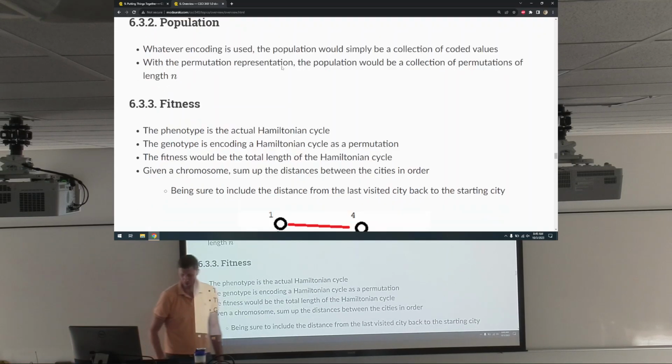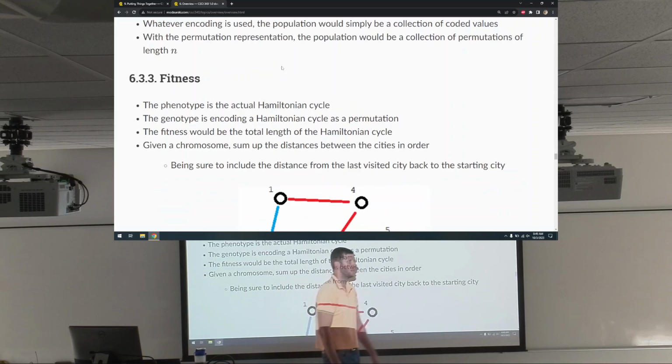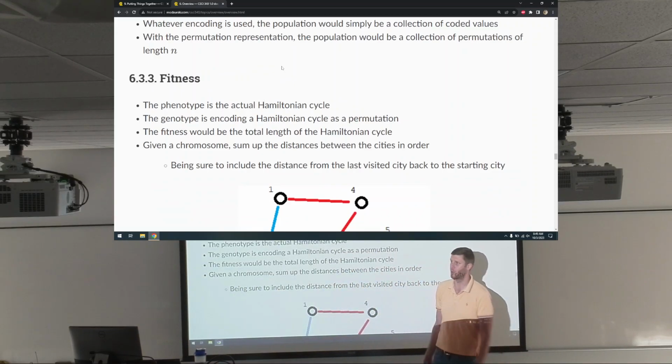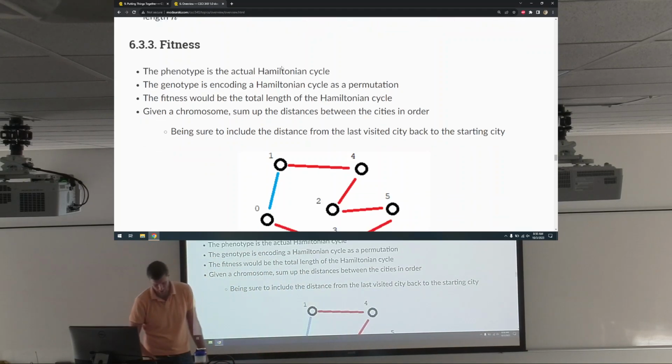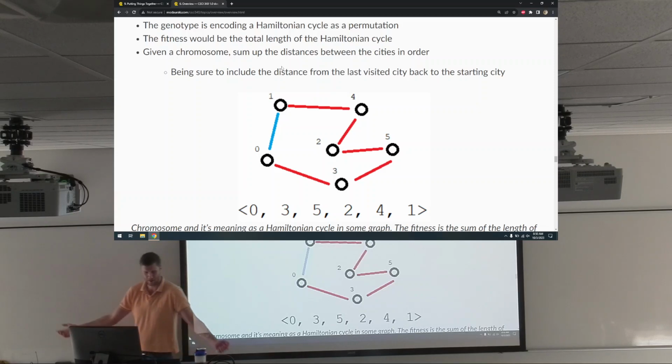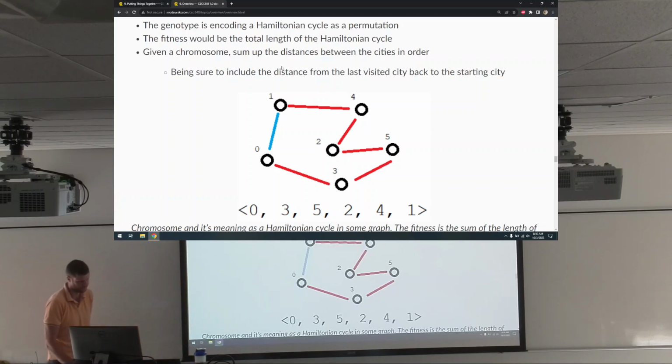Fitness. Well, the phenotype is the actual Hamiltonian cycle. The genotype is an encoded Hamiltonian cycle. It's just a permutation. And the fitness is the total length of the Hamiltonian cycle. So given a chromosome, sum up the distances between the cities in order. But like we literally just said, be sure to include the distance from the last back to the first. So here's an arbitrary example. If I start at 0, I go 0, 3, 5, 2, 4, 1. But I've got to make sure I'm adding 1 to 0, like we just said.